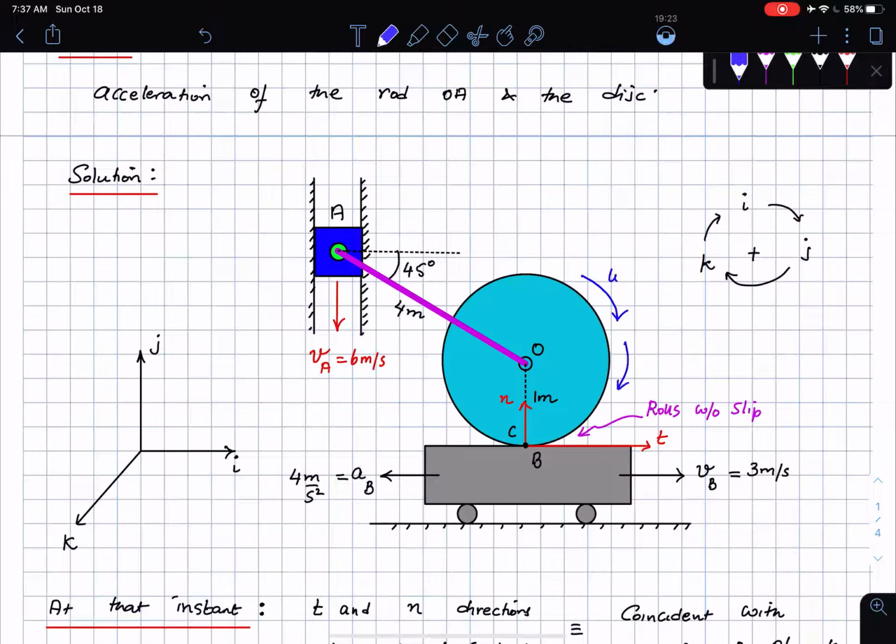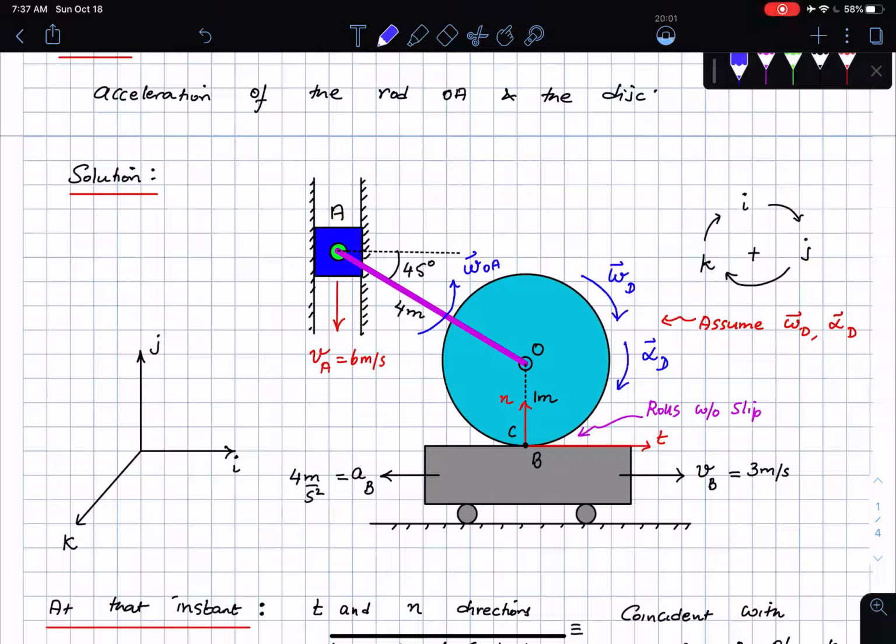Okay, I'm going to assume that this is the omega of the disk and this is alpha of the disk. I'm going to assume both of them to be clockwise. So this is an assumption, because I don't know the directions. This is something I'm supposed to find out. Likewise, I'm going to assume the same thing for the bar here. I'm going to assume that this bar is rotating counterclockwise. I could be wrong. So I'm going to assume this to be omega of OA.